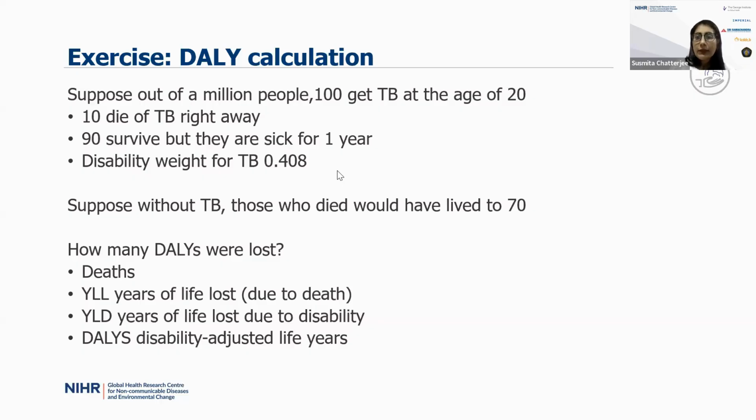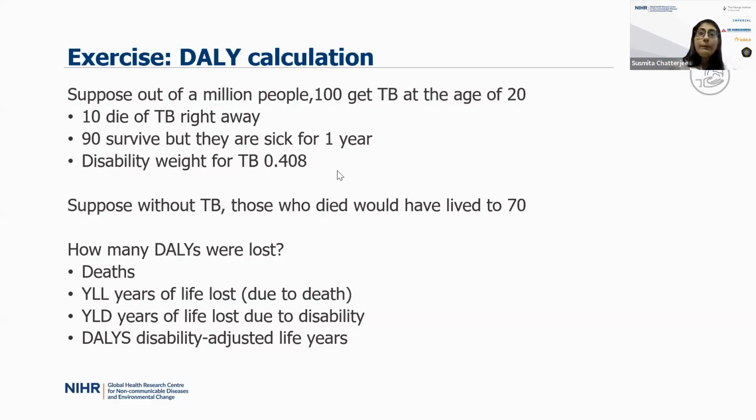From that age, if the person did not have TB, he or she was supposed to live up to 70 years. But at the age of 20, 10 of them already died. So 10 of them lost their life for how many years? It's 50 years, right? The next 50 years, he or she was supposed to live, but they died because of TB. So the life years lost was 50 multiplied by 10, because 10 were the people.